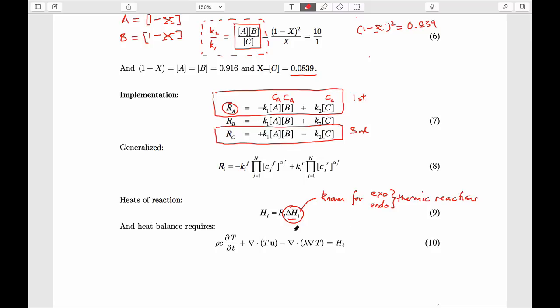So delta H is some specific heat of reaction. If you multiply it by how vigorous the reaction is, how much is changing over, the reaction rate, which we would get from these values here. In other words, the generalization of these values is this expression, and this expression is what goes in here. Then all of a sudden, this represents a heat source.